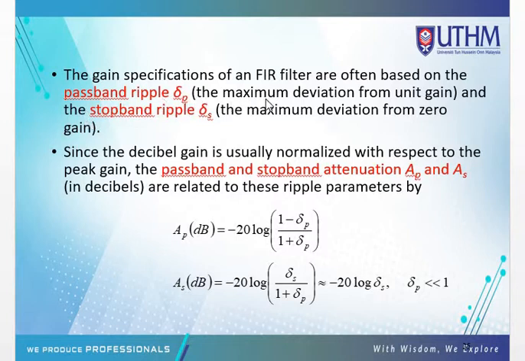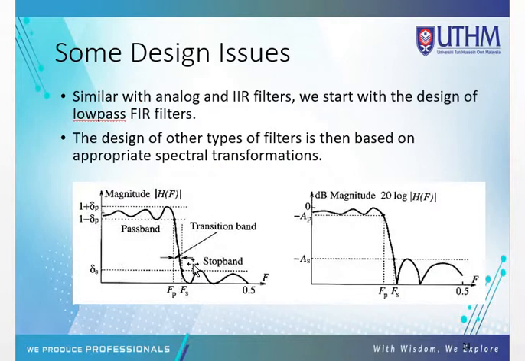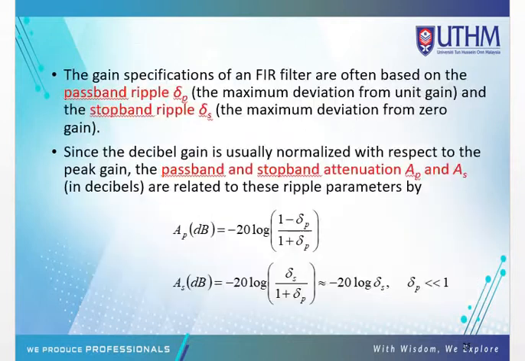Pass band ripple refers to the maximum deviation from unit gain, whereas stop band ripple delta S refers to the maximum deviation from zero gain. So the gain specification of the FIR filter is based on the pass band ripple and the stop band ripple. Since the decibel gain is normalized with respect to the pass band and the stop band attenuation, that is AP and AS, this ripple can be described in this equation.